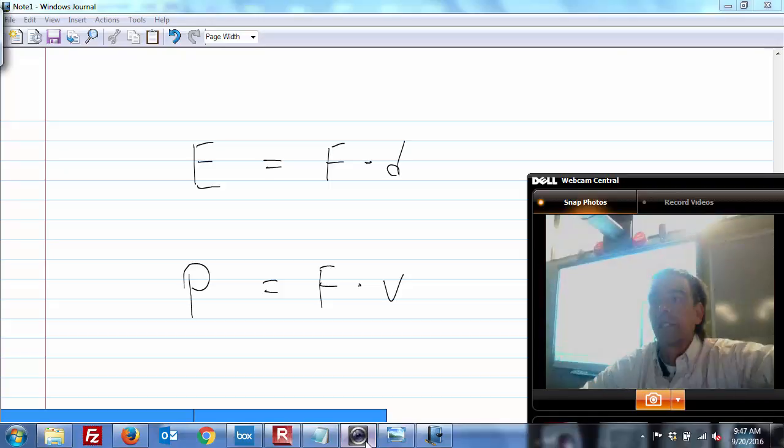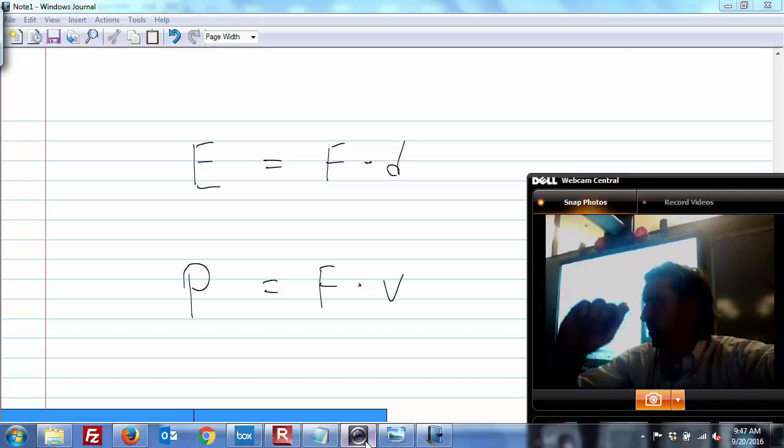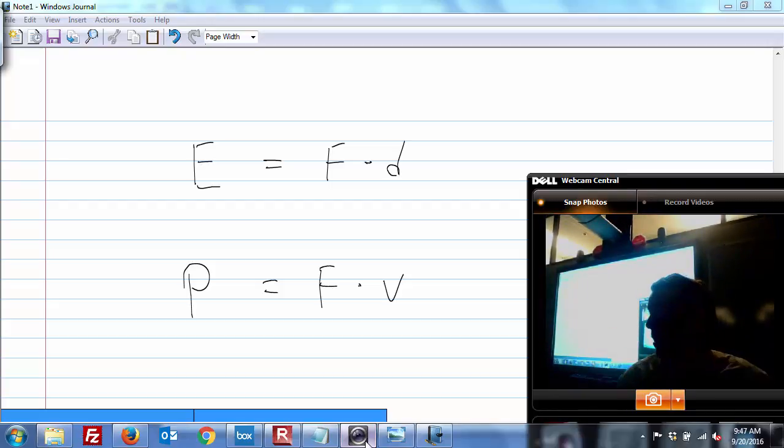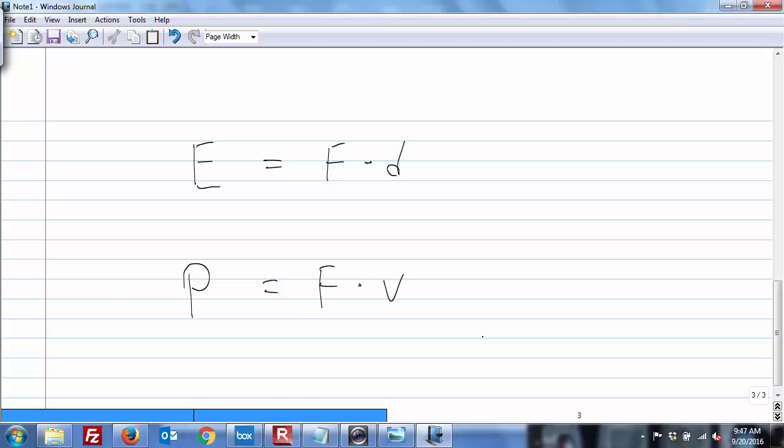Same amount of energy, and we did that. Remember when we had the energy was that rectangle under the line? What's that? The one you're talking about, the equation?